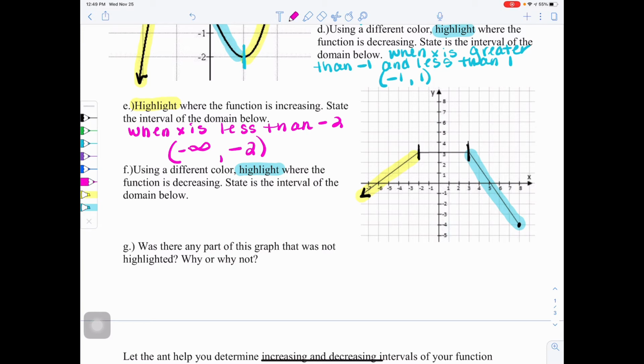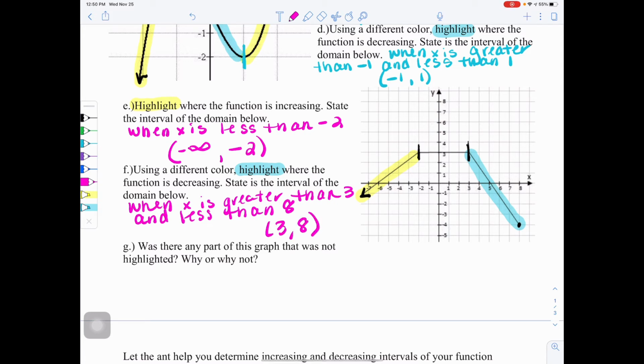So we'll write when x is greater than 3, and, that's important, less than 8. Now, it really should be less than or equal to 8 because there is a solid dot, but we talked about the fact that for intervals, we don't include the number either way. So here you want to have 3, 8.